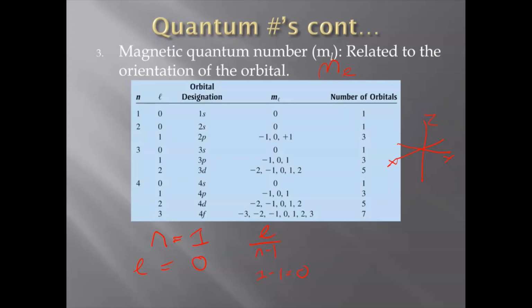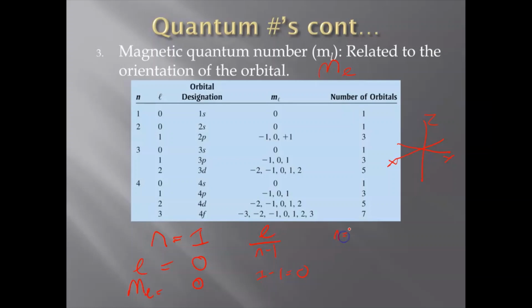So you have your n, you've got your L, which is always n minus 1, so L and n will never be equal to each other. And then you get your m sub L value, which is going to be related to your L value. Since L is equal to 0, there's no range because 0 is 0, so your m sub L is equal to 0.